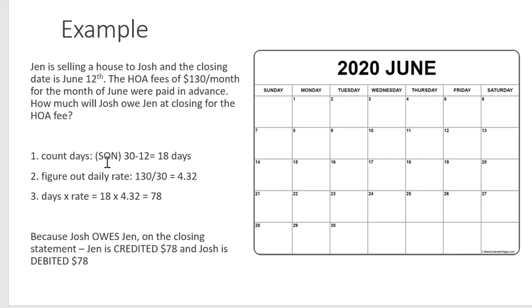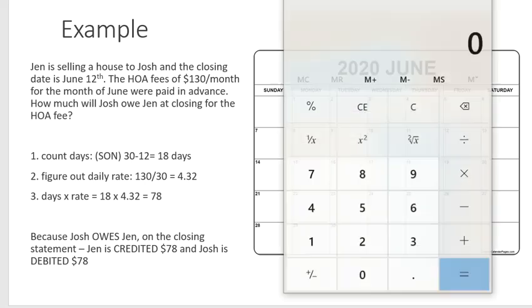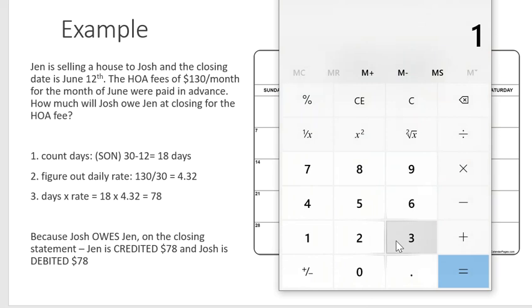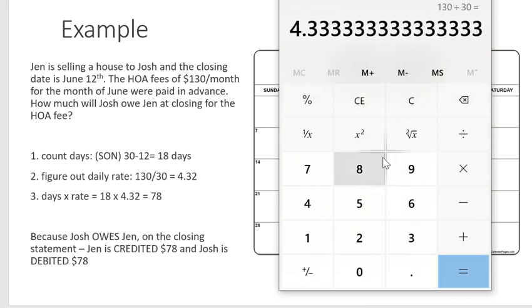So count the days. 30 days minus 12, those are Jen's days. So that equals 18 days. Josh owes for 18 days. Now we figure out the daily rate. So $130 divided by 30 equals 4.33333. We'll round down to 4.32.